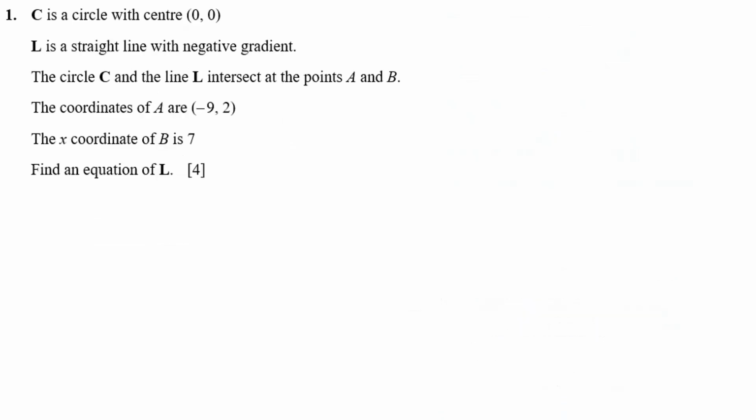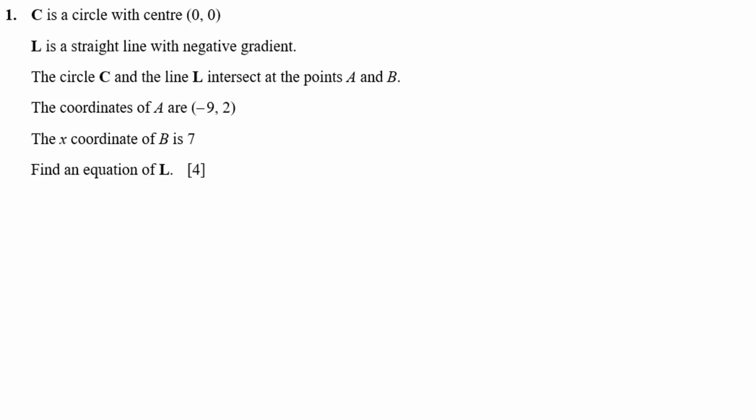Someone asked me about this one. C is a circle with center 0, 0. L is a straight line with a negative gradient. Circle C and line L intersect at points A and B. The coordinates of A are (-9, 2), and the x coordinate of B is 7. Find the equation of line L.